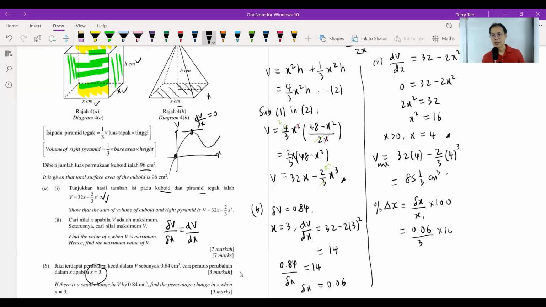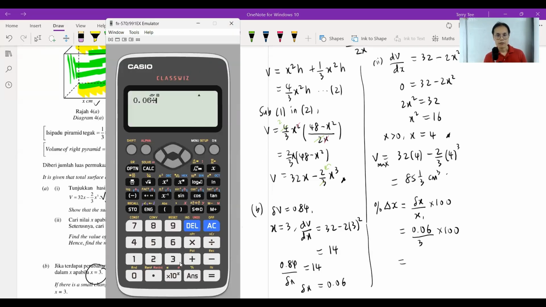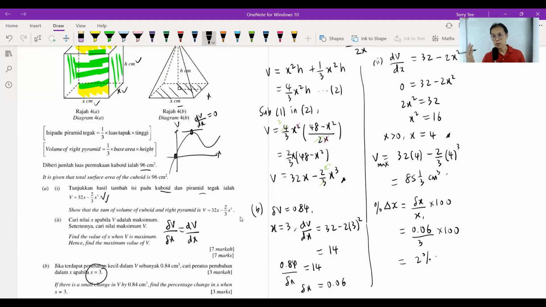Then you times with 100. So let's take 0.06 divided by 3 times 100. Answer is 2%. So X increased by 2%.